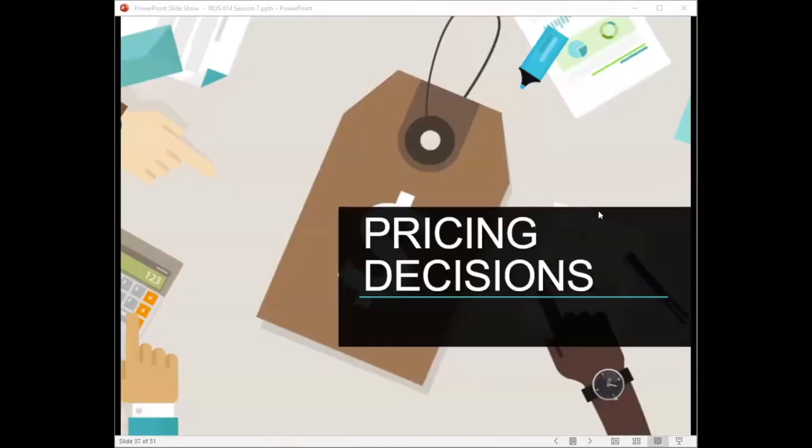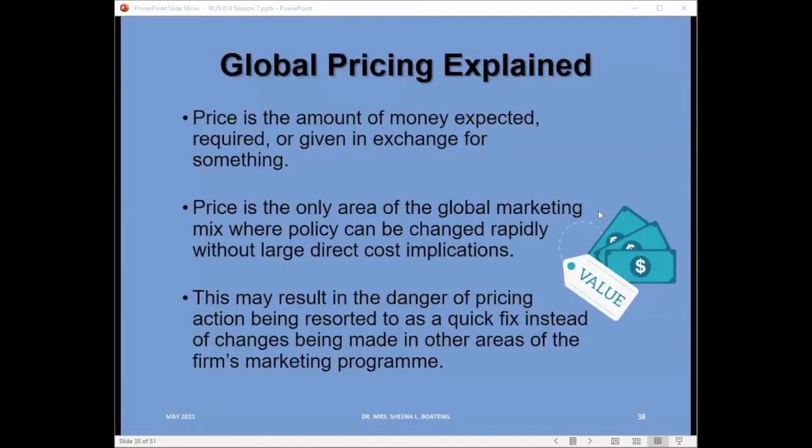Now, let's quickly go through pricing decisions. So in terms of pricing decisions, we need to think about the fact that when it comes to price, it's basically the amount of money that is expected, required, or given in exchange for something. So in terms of the product or service that the firm is selling abroad, they need to determine how much money they want in exchange for this product or service that they are selling.